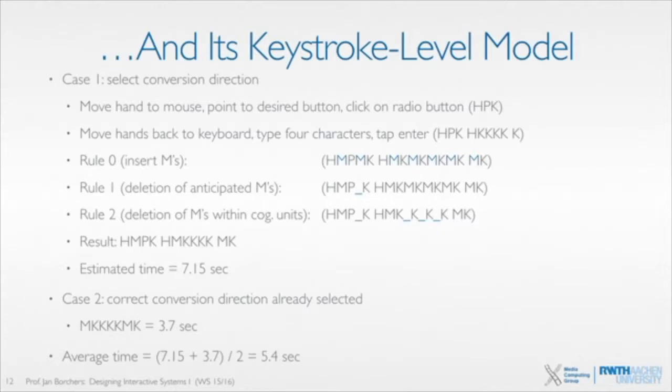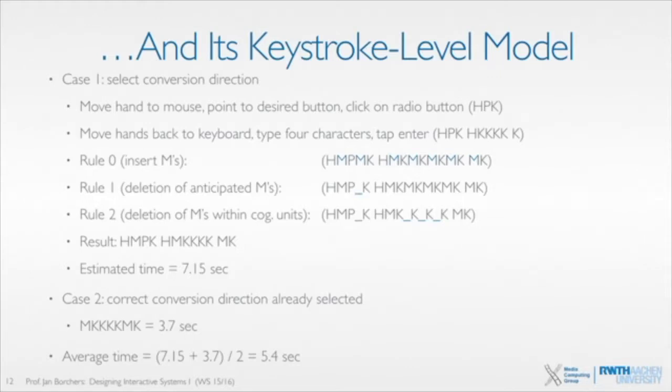If we do need to select the conversion first, it's a little more complicated because we need to move the hand over to the mouse. We said that the hands are on the keyboard to start with. Right? That was the starting condition. So we have to have a homing happening. We need to point to the desired button and click on it. That's a homing, pointing, and clicking.